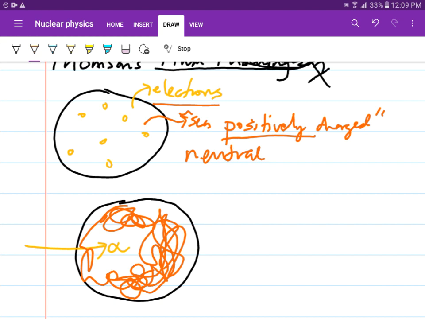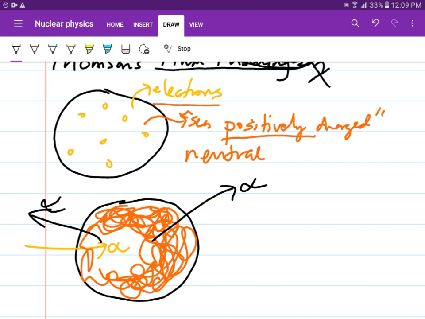So there isn't enough... so he calculated the electric field produced by this sea of positively charged material, and he used physics equations, of course. He calculated that there isn't enough electric field produced by this positively charged material to deflect back the alpha particles. So according to physics, they should only be deflected at small angles. So this is not possible for the plum pudding model.